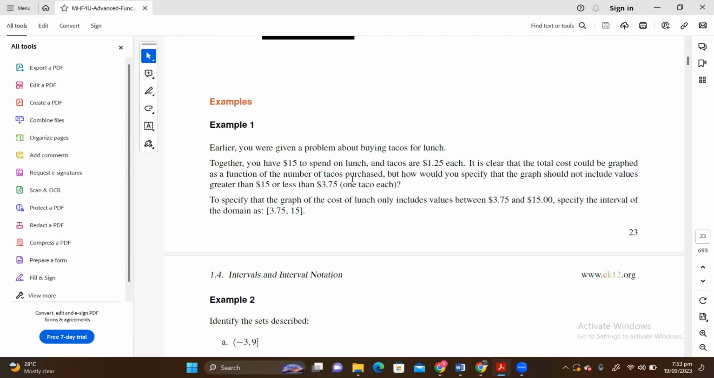Earlier you were given a problem about buying tacos for lunch. Together you have $15 to spend on lunch, and tacos are $1.25 each. It is clear that the total cost could be graphed as a function of the number of tacos purchased, but how would you specify that the graph should not include values greater than $15 and less than $3.75? So $15 and $3.75 are included, and so we will use the closed brackets.